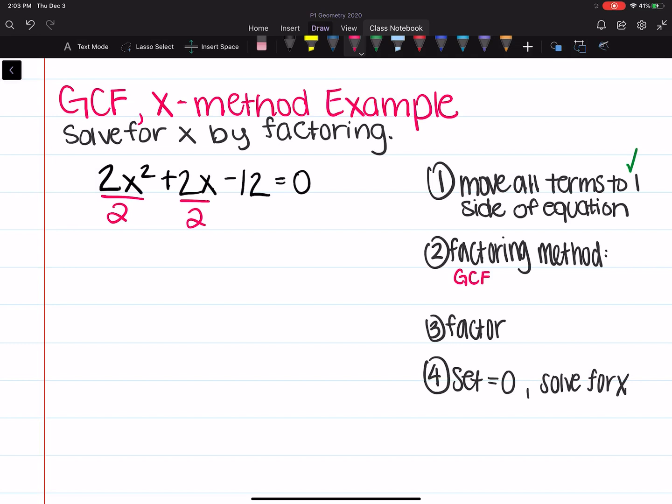So I'm going to go ahead and factor out that GCF now. And anytime we factor out a GCF, we write that number in front. And then we write the reduced expression in those parentheses.